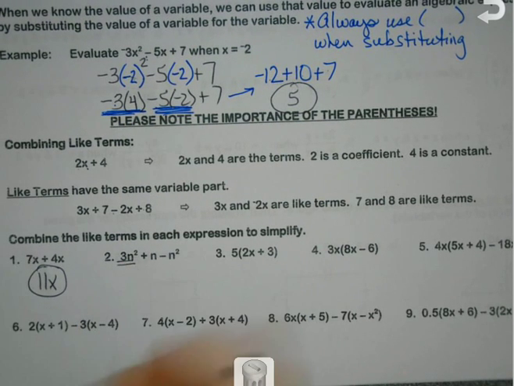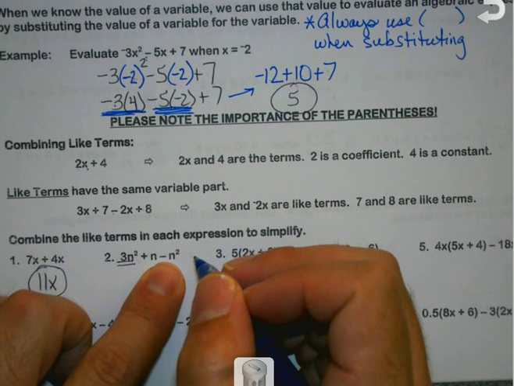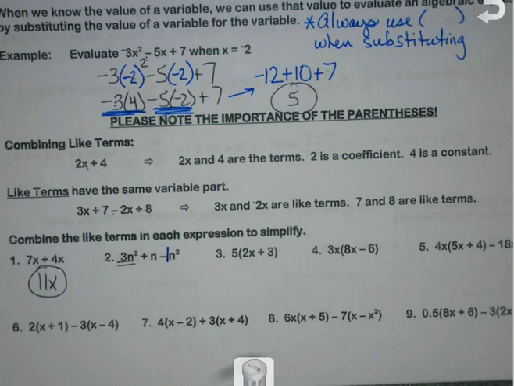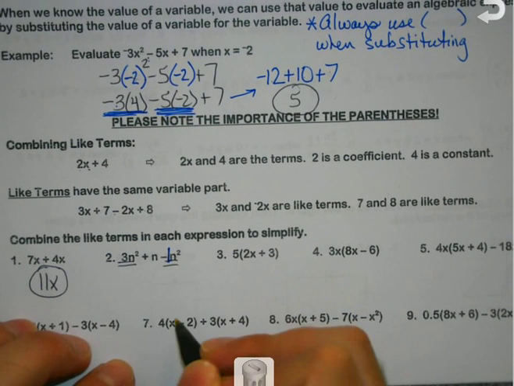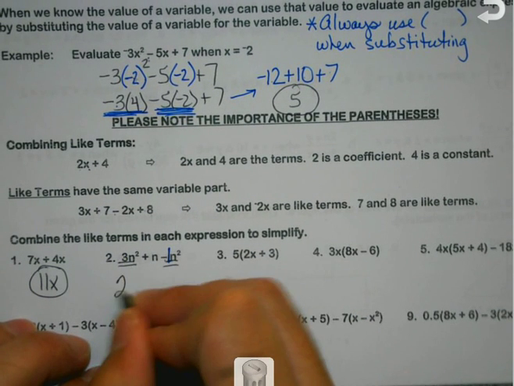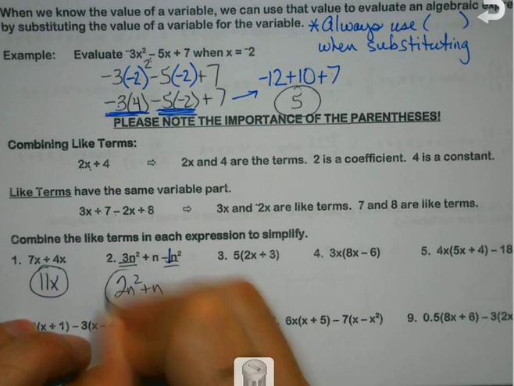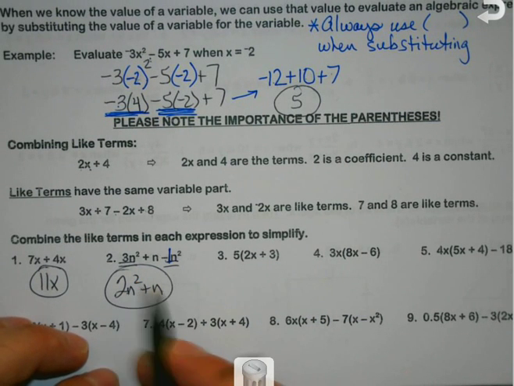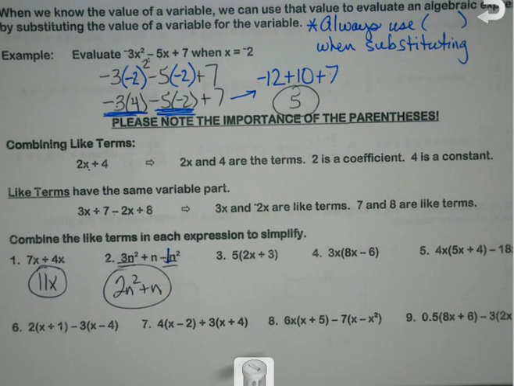The other stickler that tends to get people is when there's no coefficient. Remember, when there's no coefficient, there's still a 1 there. So this is 3 minus 1. 2n squared plus n. They both have n's, but this has an exponent, so they're not like terms. I can't put them together any further.